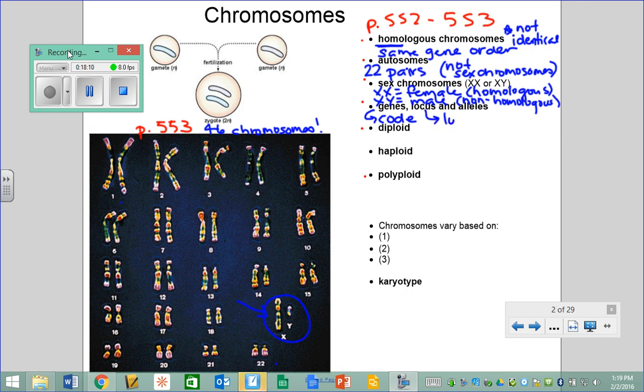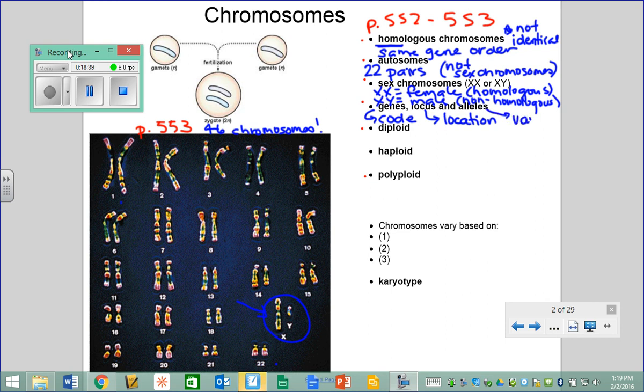Locus is a fancy word of saying location. So each chromosome does not only have 1 gene. And so sometimes we need to discuss what is the location or the locus of a gene on a chromosome. So locus is just us saying, where is that gene? Is it at the end of chromosome number 1? Is it in the middle of chromosome number 2? So it's simply telling us where we would find that gene.